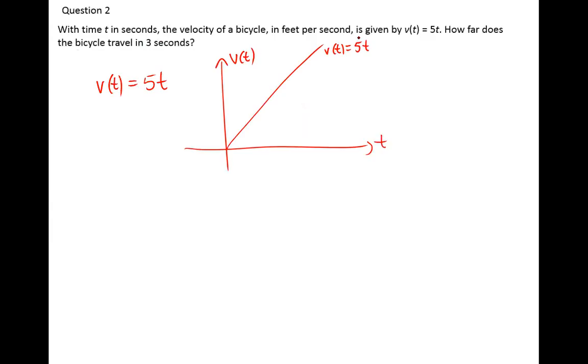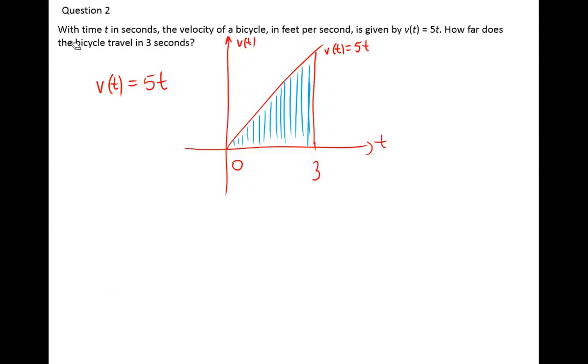I like to have the formula first of all, and this is just a straight line, and then from 0 to 3. Let me put it a little bit longer. This is the velocity. The distance traveled will be simply the area under the curve, that means how far the bicycle travels in 3 seconds. With the velocity linear, the distance traveled is just the area.